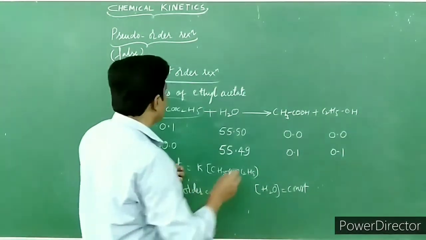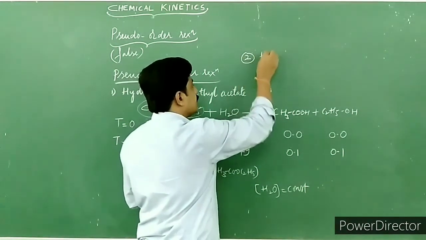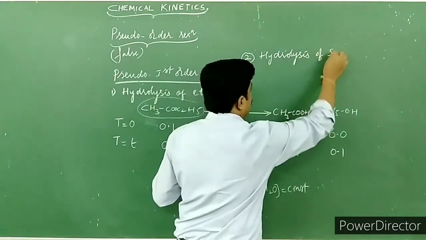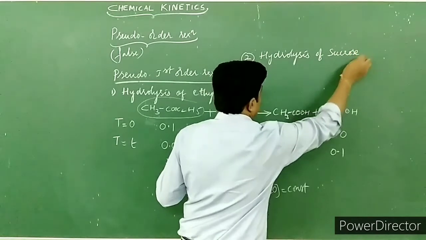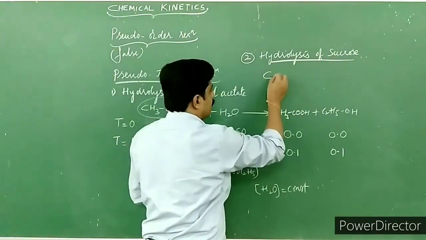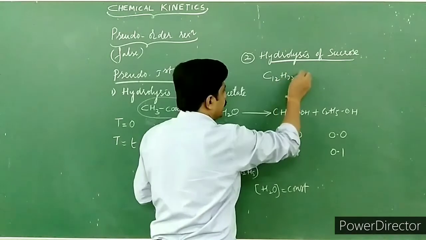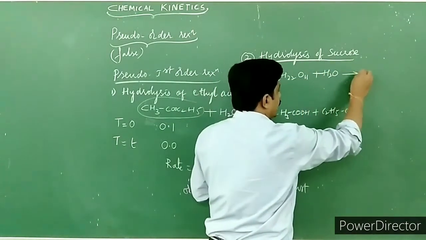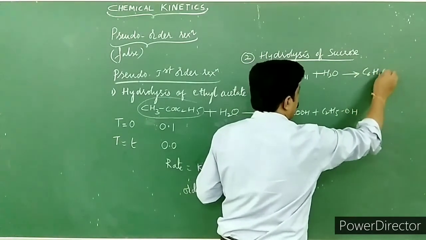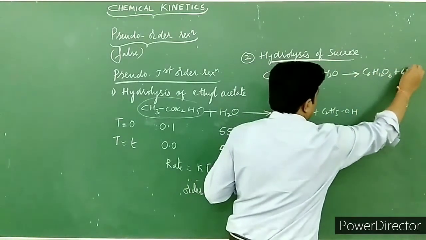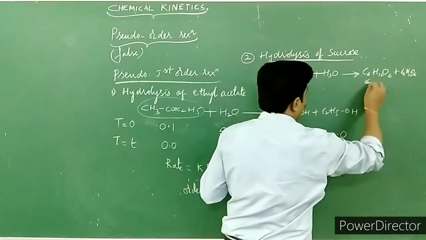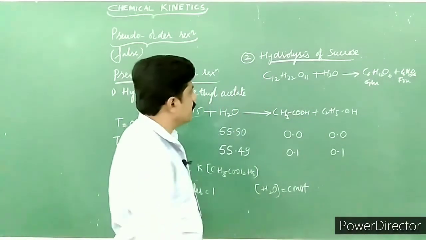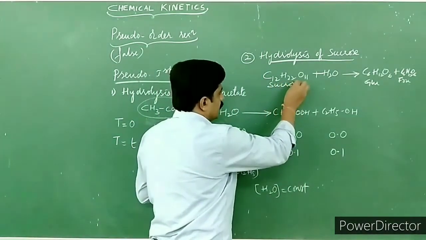So children, you can quote one more example, that is hydrolysis of sucrose. What is sucrose, children? You have C12H22O11, is it not? On hydrolysis with water, you are going to get C6H12O6 plus C6H12O6. So one is glucose, other one is fructose. This is sucrose.